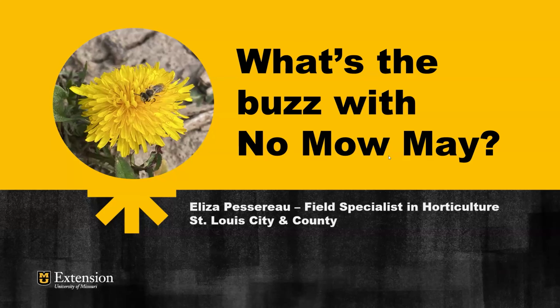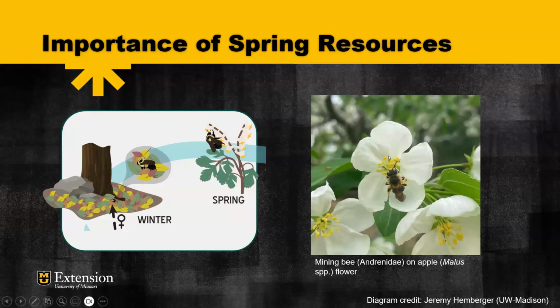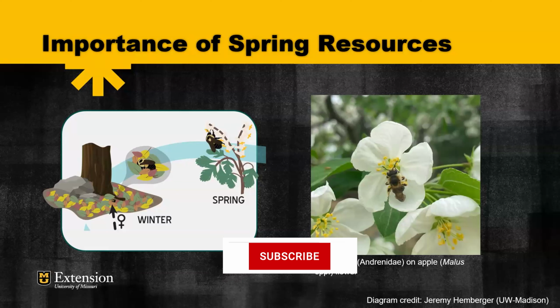So in order to talk about Mow May and where it comes from, it's important to understand spring resources and where they fall in terms of the native bee life cycle. Most of our native bees here in the US are overwintering in trees, in holes in the ground, in leaf litter, like this bumblebee in the diagram here. They could be overwintering as adults or as eggs. Over winter, they pupate, they turn into adults, and then they emerge as adults in the spring.